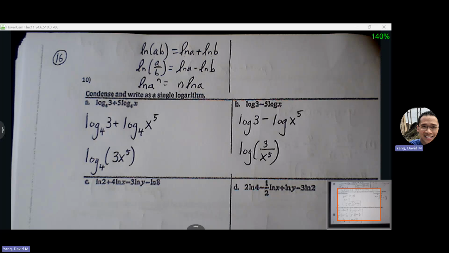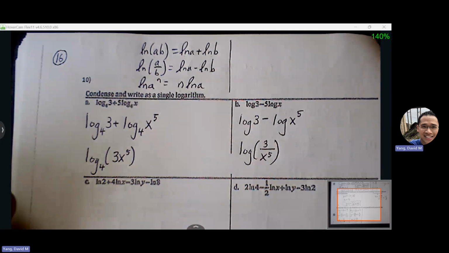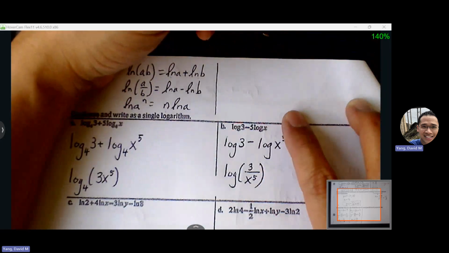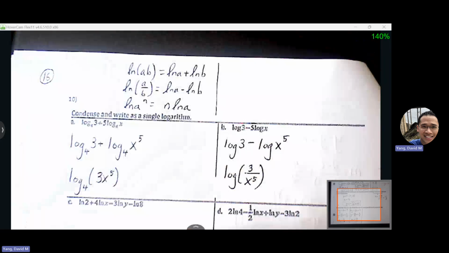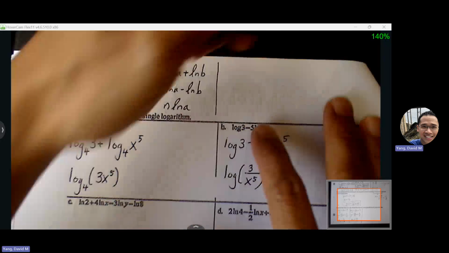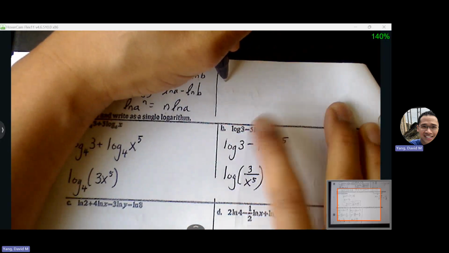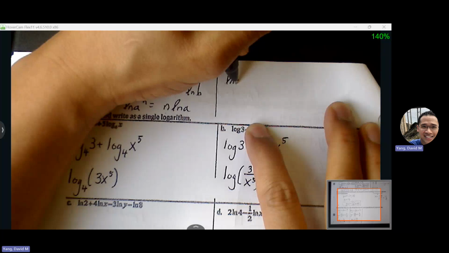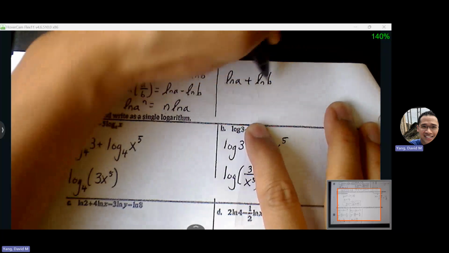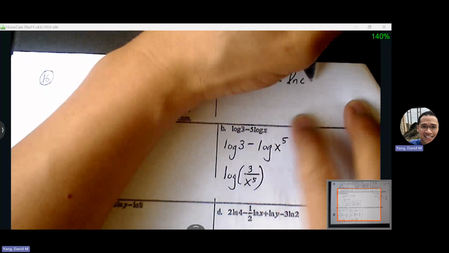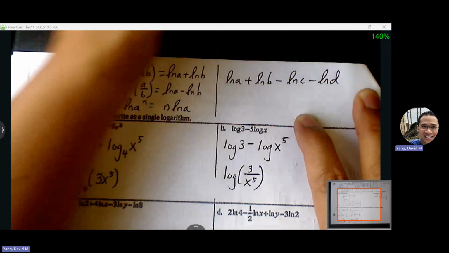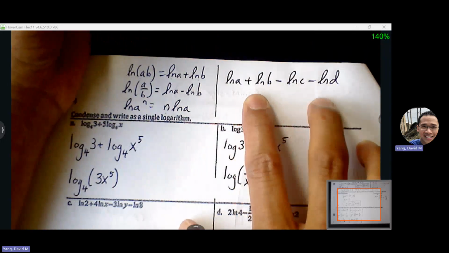Okay, any questions with B? When there are more than 2 terms added and subtracted, it may feel more complicated, but let me talk about a bit of a shortcut where you don't have to worry about, oh, wait, is this going to be the sum and then the difference? So let me do an example here. If I have natural log of A plus natural log of B minus natural log of C minus natural log of D, what you can do is just look at the signs.